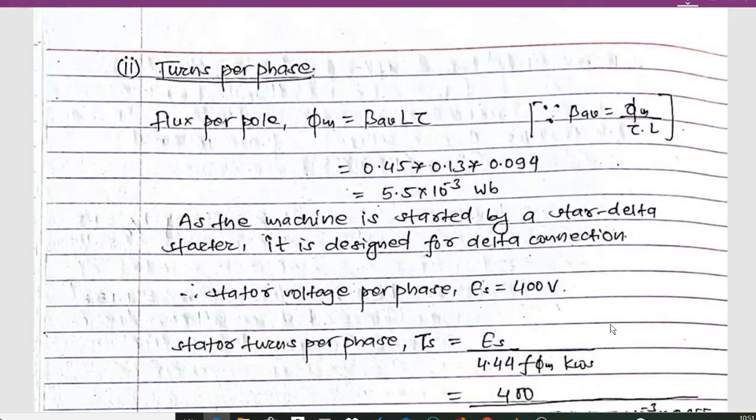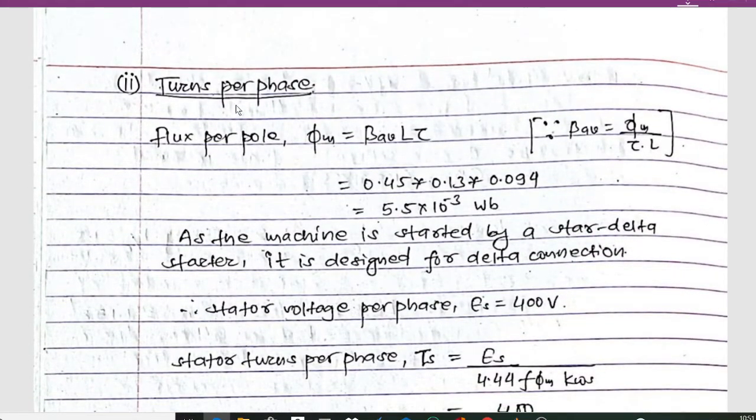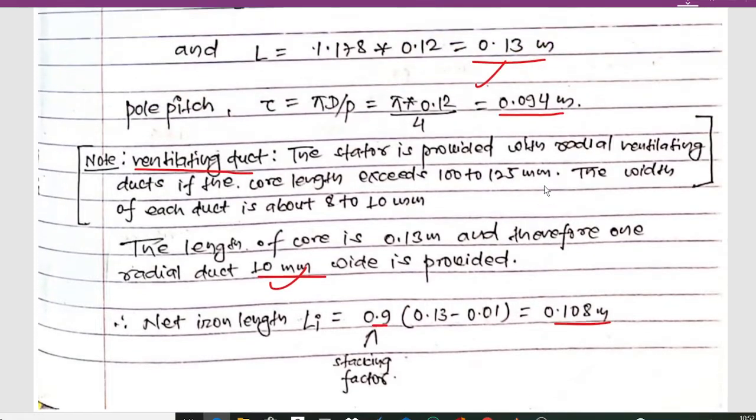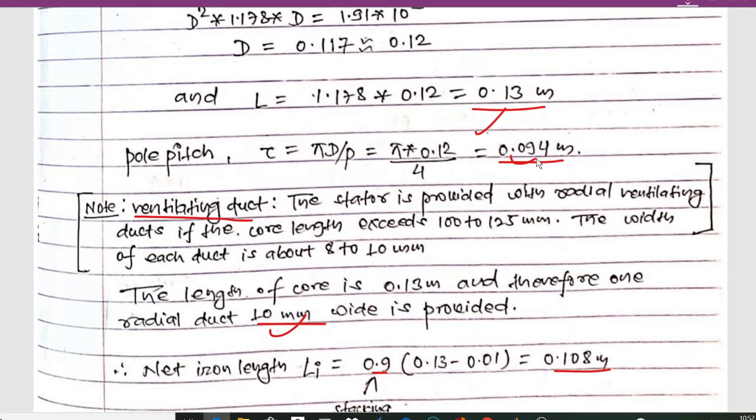Now the second part is turns per phase. First it was main dimensions, and in the second we will do turns per phase. For this, the flux per pole phi m equals B average into L into tau, where B average is given as 0.45, the value of L we have obtained as 0.13, and the value of tau as 0.094 meters.